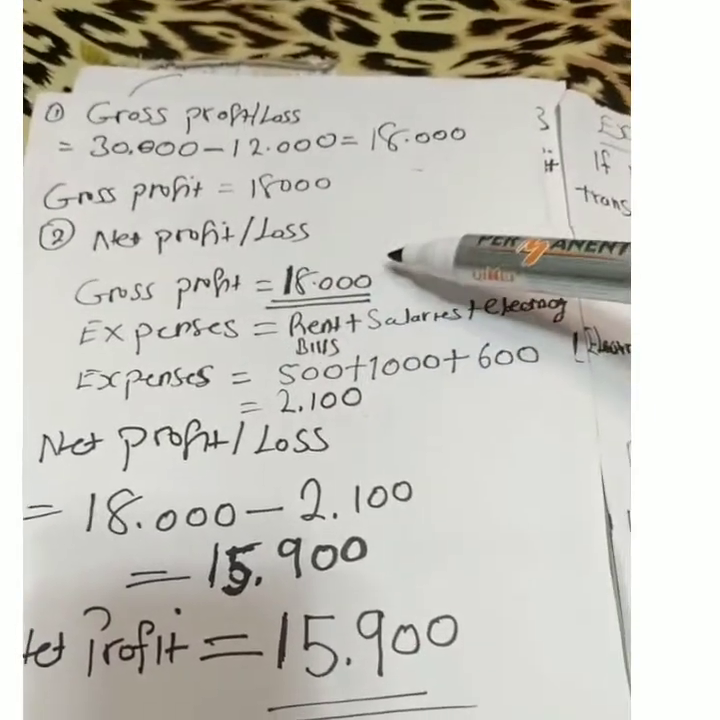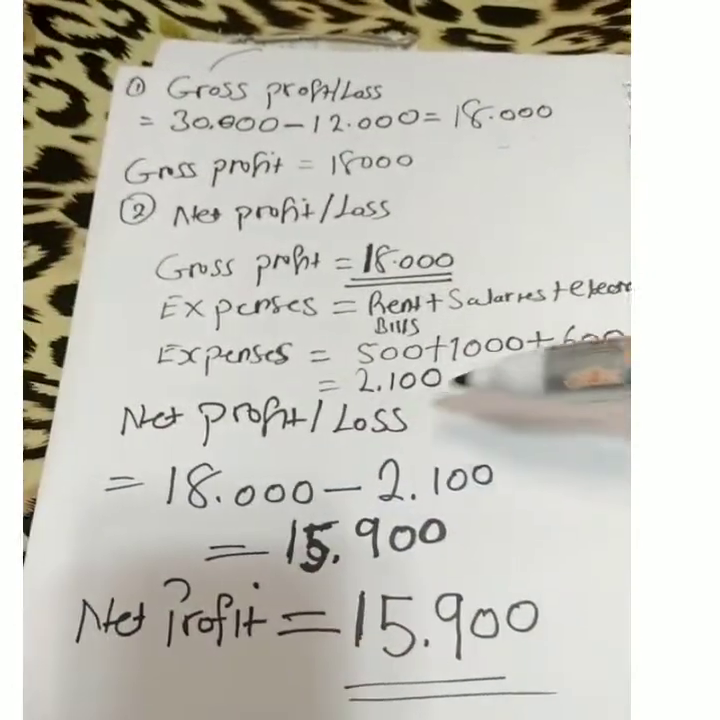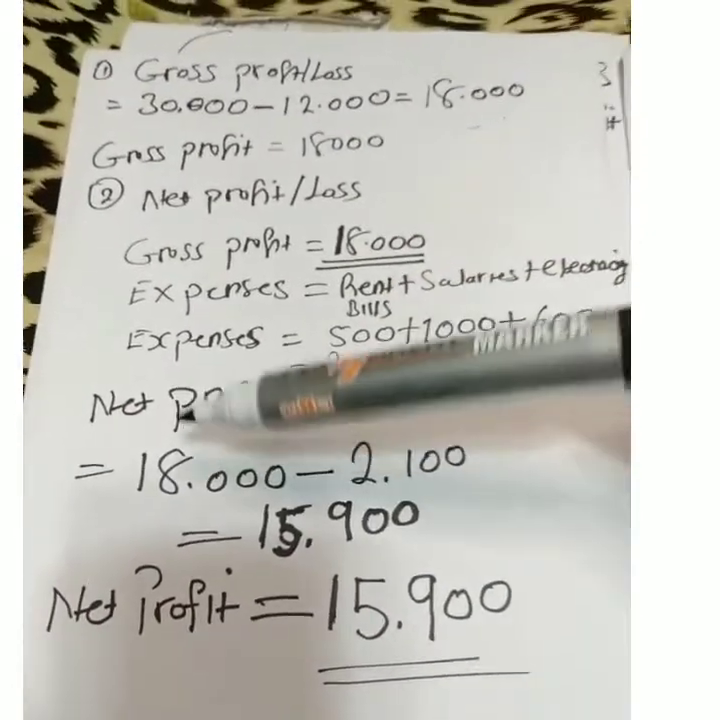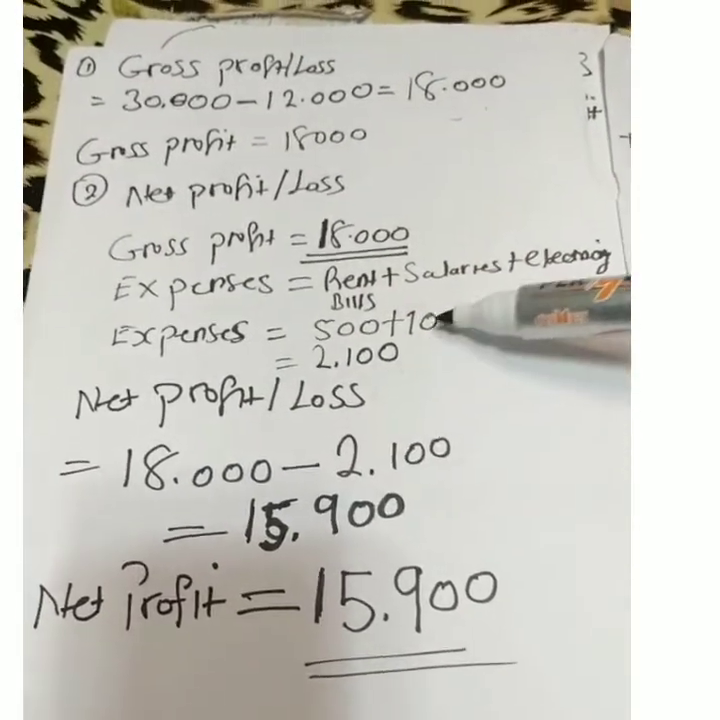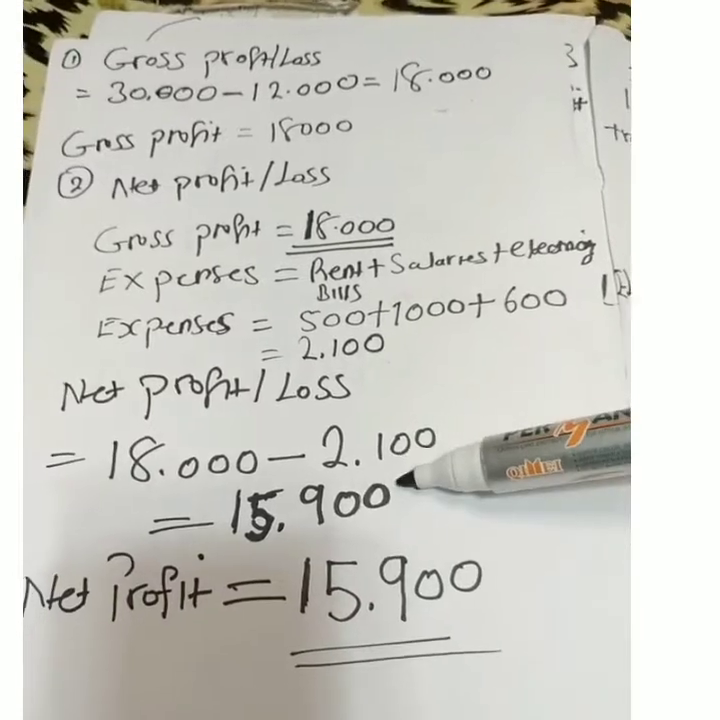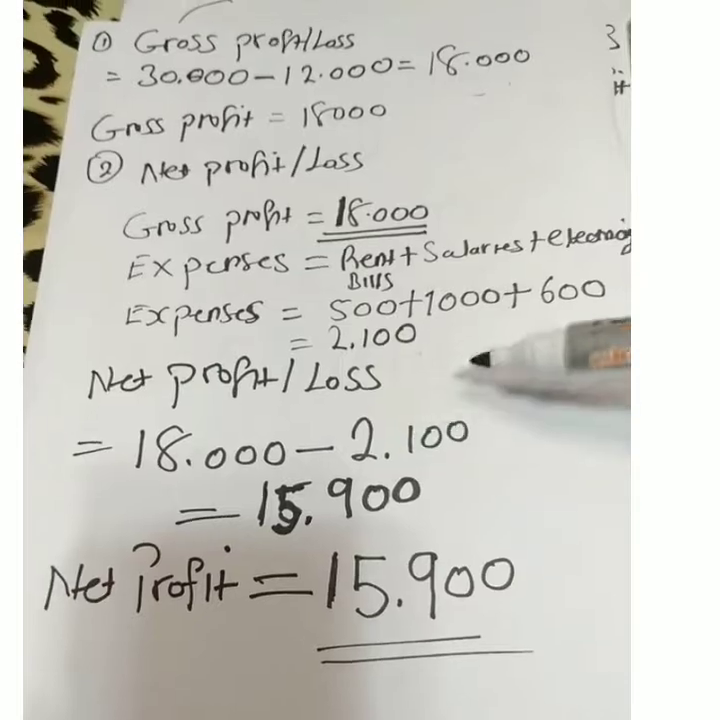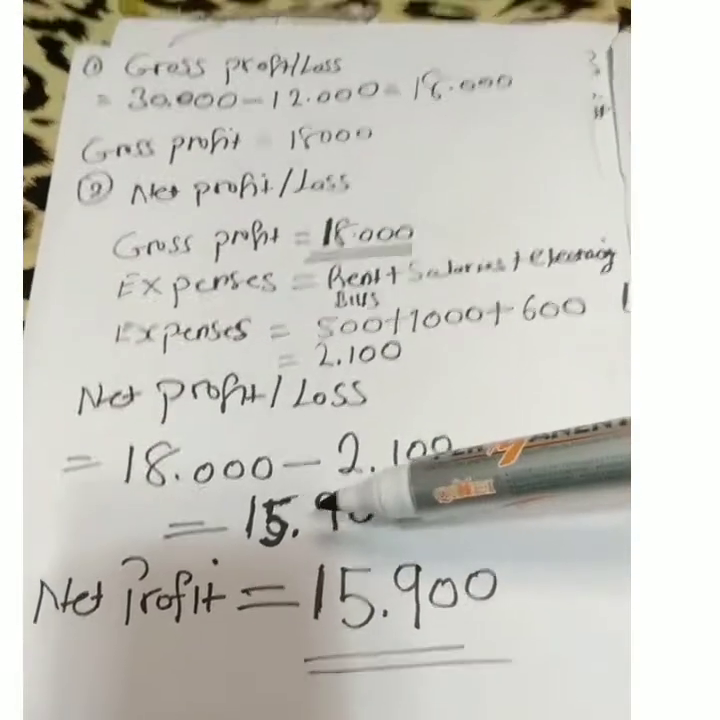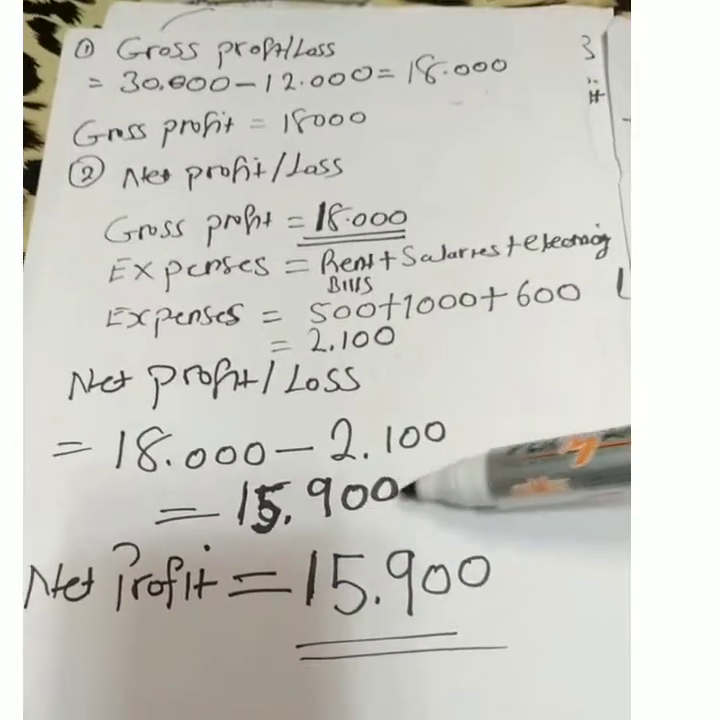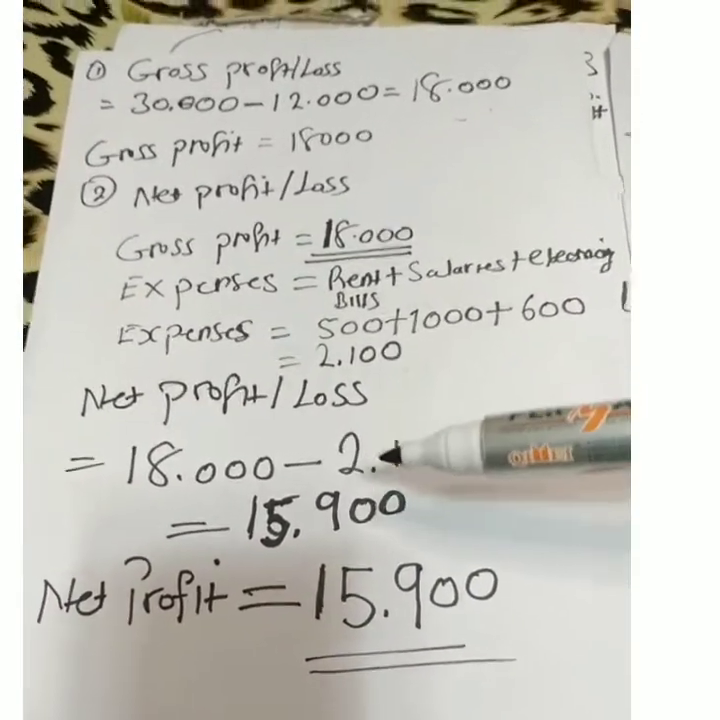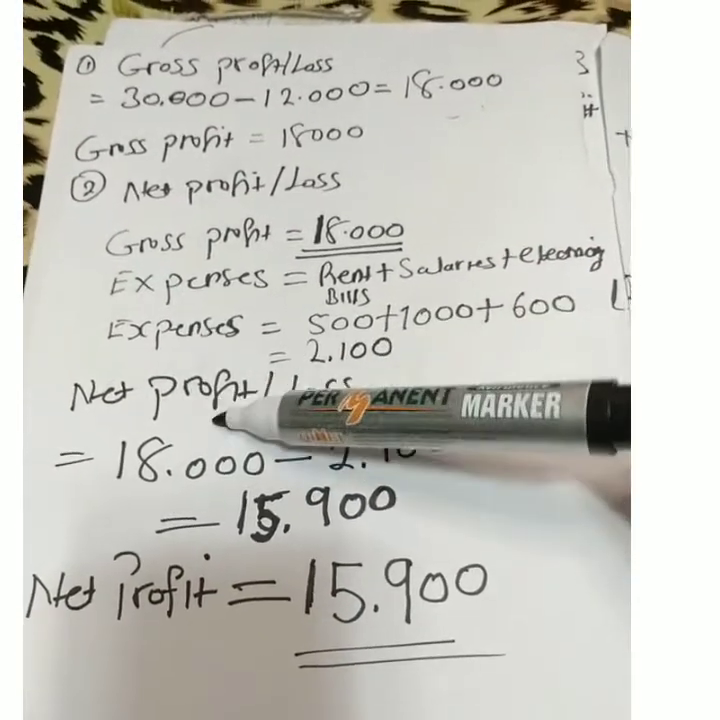So our total expenses is $2,100. Our gross profit is $18,000, which means that for us to calculate our net profit, we are going to have gross profit, which is $18,000, minus total expenses, which is $2,100. So this is it. We have $18,000 minus $2,100, and the amount we are going to have is $15,900.